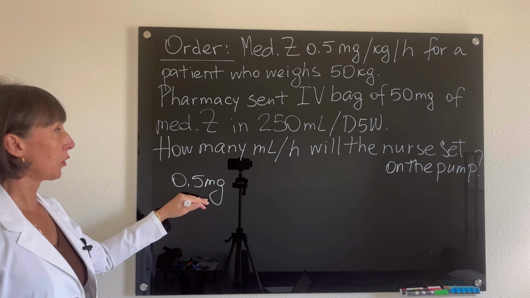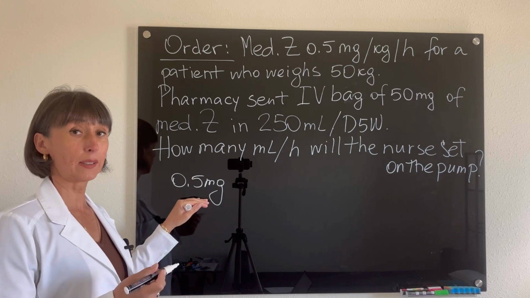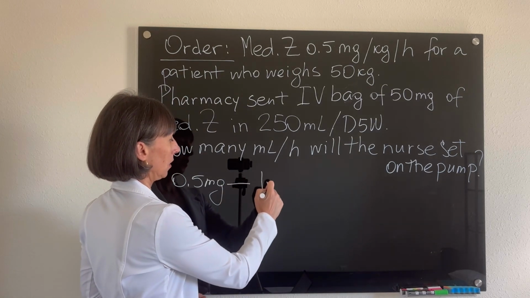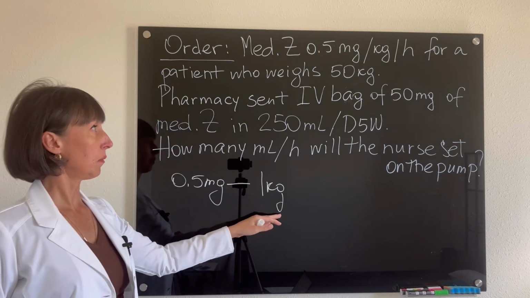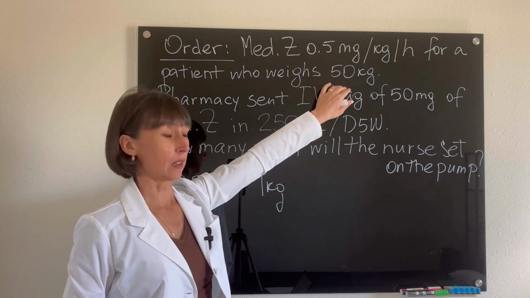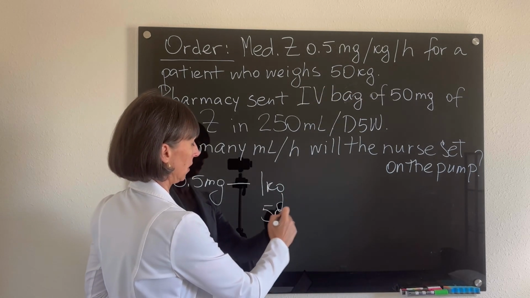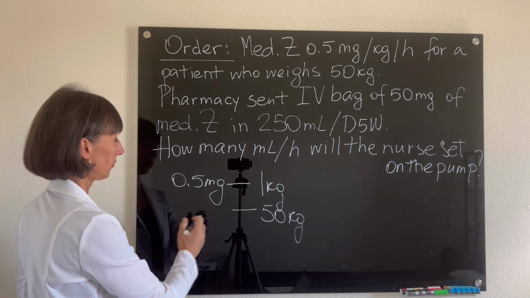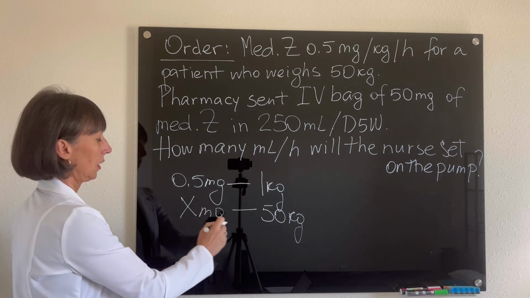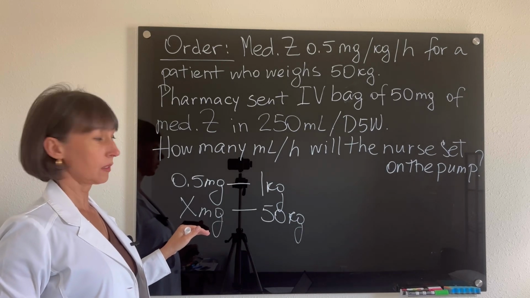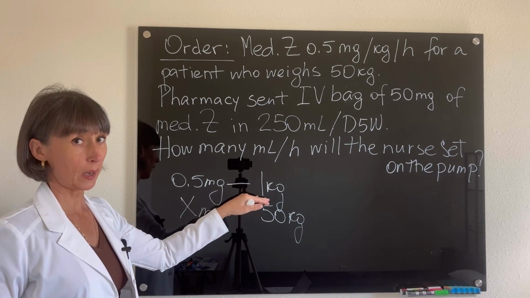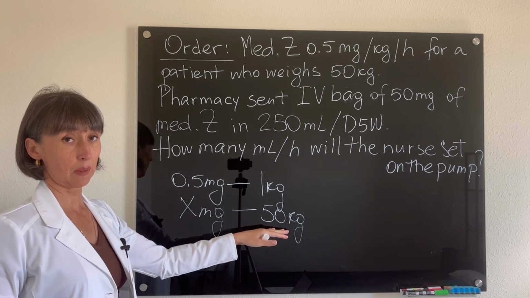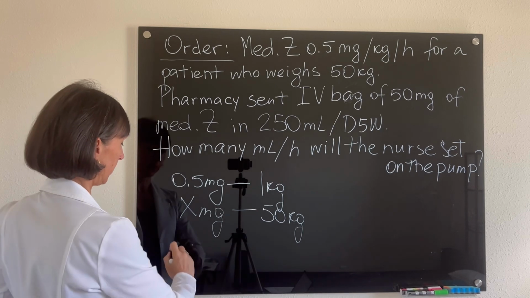I'm going to say 0.5 milligram is for 1 kilogram of body weight. My patient weighs 50 kilograms. I'm putting kilogram under kilogram. And I don't know how many milligrams that is. 0.5 milligram is for 1 kilogram, and I don't know how many milligrams is for my 50 kilogram patient. Let's find X.